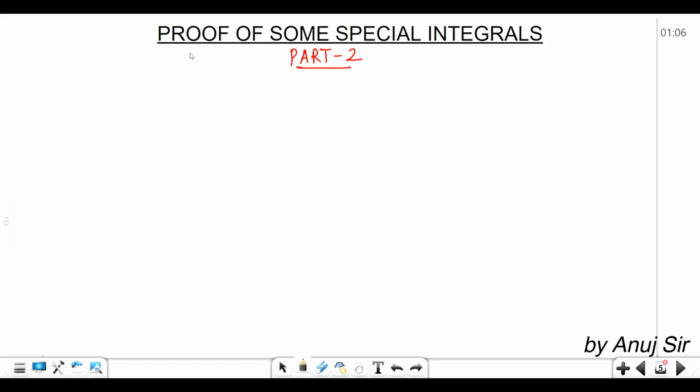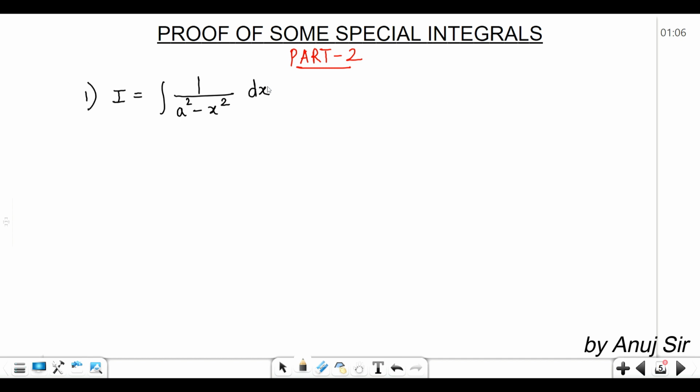Now in this part 2 of the proof of some special integrals, we are going to discuss the other two proofs of the integral. So I'll write this down. This is the third proof. Okay, so I is equal to the integration of 1 upon a square minus x square dx. Now we are going to solve this and we will see how we can arrive at the result.